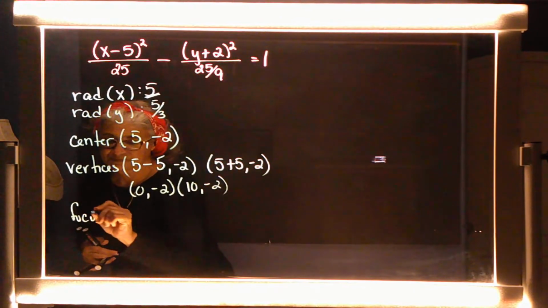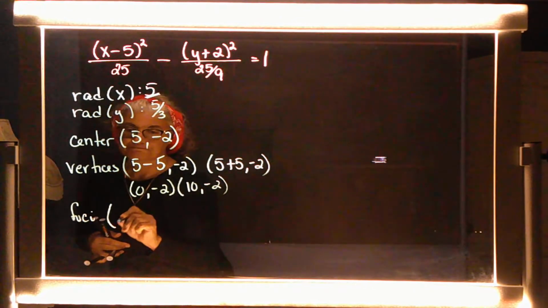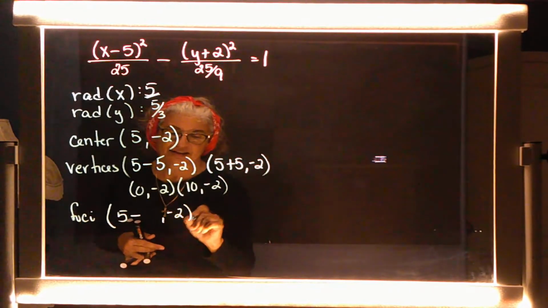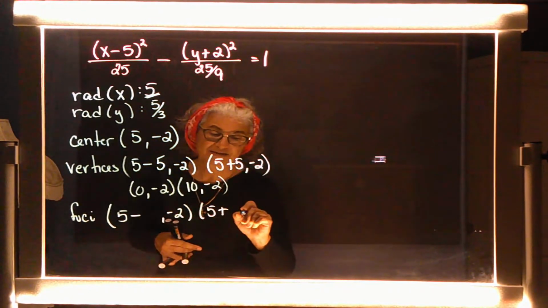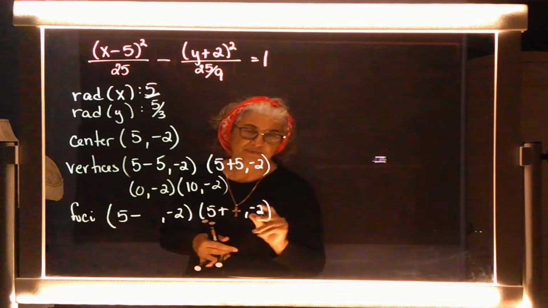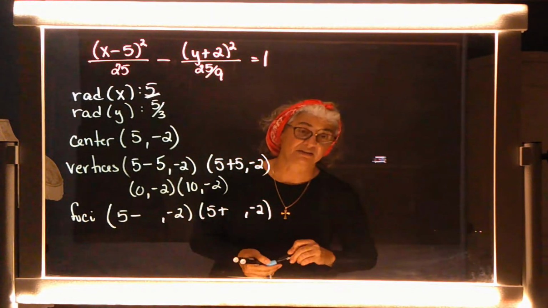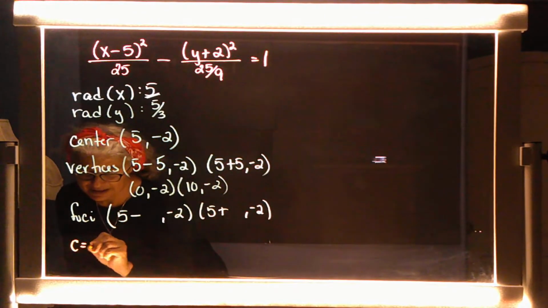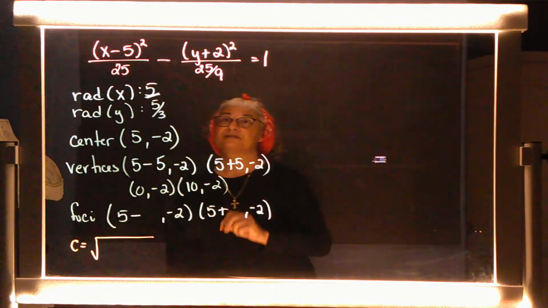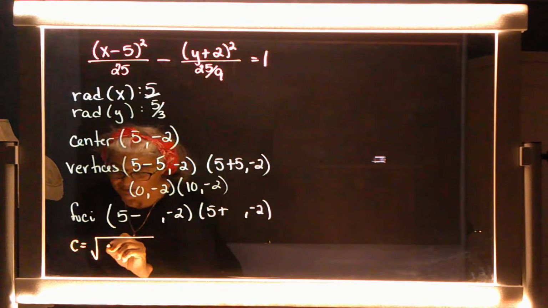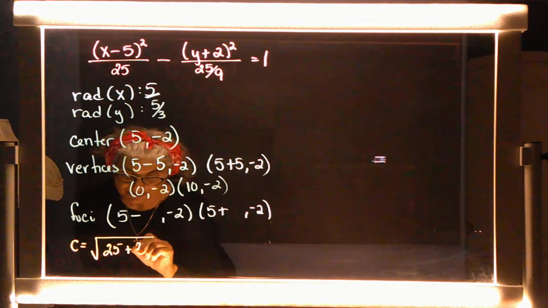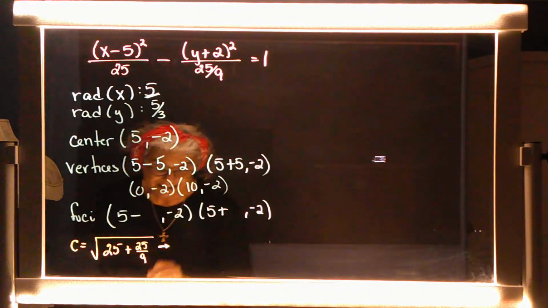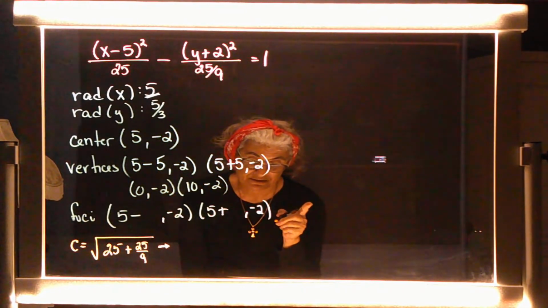Foci. Okay, so 5 minus something, right? And then the other one is 5 plus something. You're like, that something is c. You're right, that something is c. All right. c equals the square root of, oh, we're adding fractions, 25 plus 25 over 9. Lovely. Get your common denominator.